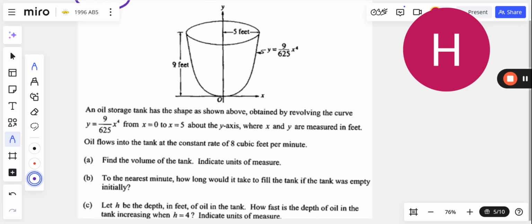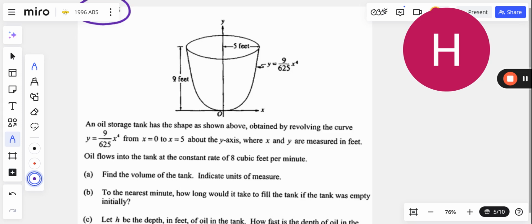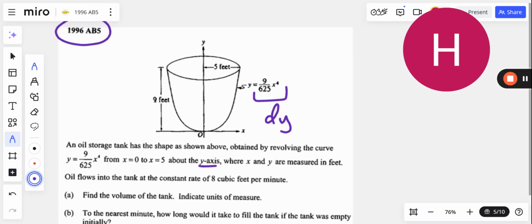We don't have to take into consideration the weight of the oil, for example. But here, nonetheless, we have an oil tank, which is basically shaped by revolving this Quartic function around the y-axis. And since it's revolved around the y-axis, that tells us that we're probably going to need to use dy at some point, like x equals a function of y at some point.